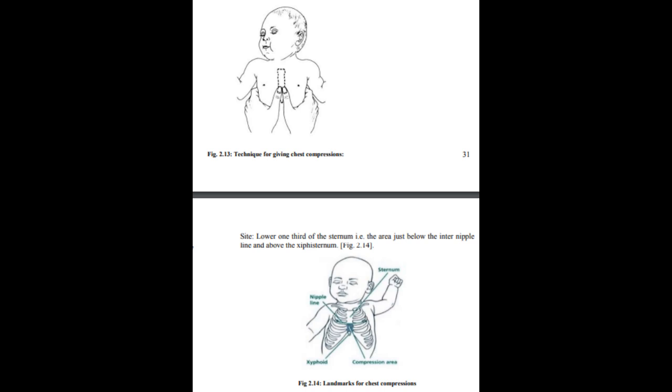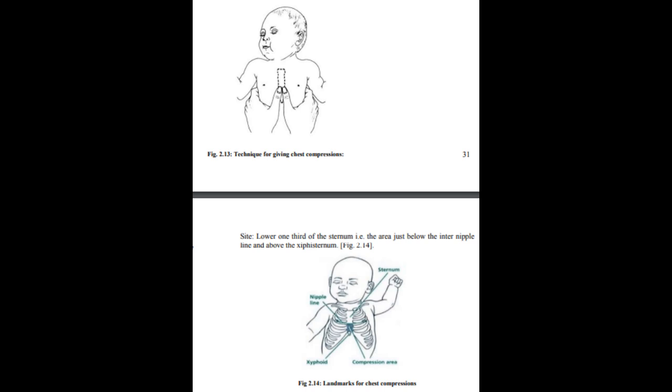Rate of compression. The sternum should be compressed at the rate of 120 per minute and ventilation is given at the rate of 40 to 60 breaths per minute. Rate of cardiac massage should be coordinated with ventilator support, i.e. 3 chest compressions and 1 breath. "1 and 2 and 3 and squeeze" should be the sequence followed for chest compression and positive pressure ventilation. Compress the chest to a depth of 1/3 of the anterior-posterior diameter of the chest.